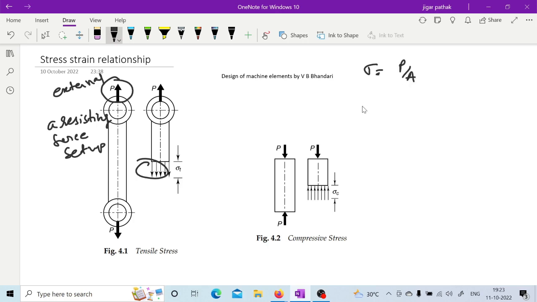Similarly, strain is the deformation per unit length. So you can define strain as deformation or deflection per unit length.